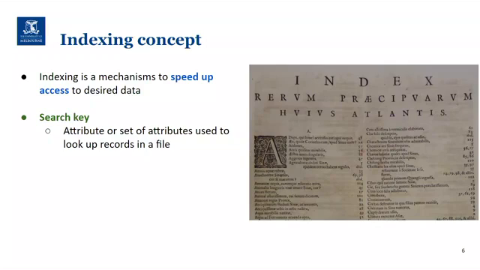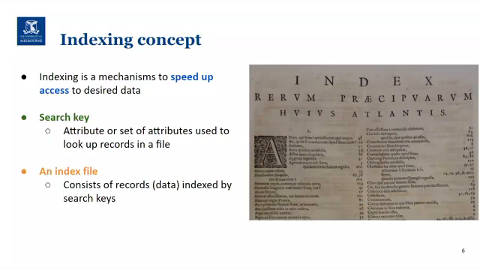And the other part of an indexing is the actual index file, which basically consists of records, your actual data, let's say it could be, for instance, text, biological data, that is indexed by a search key. Okay, so it's a pair, search key and value.